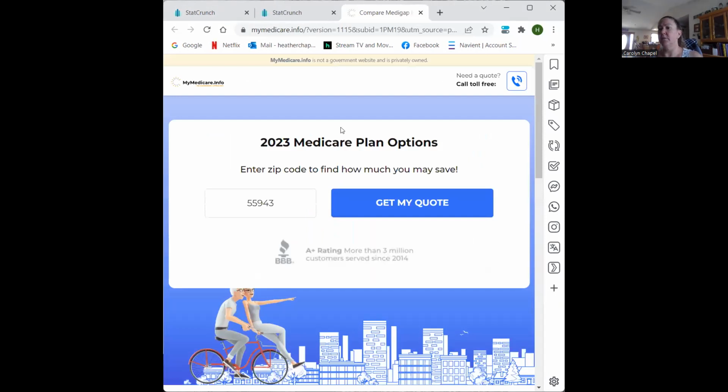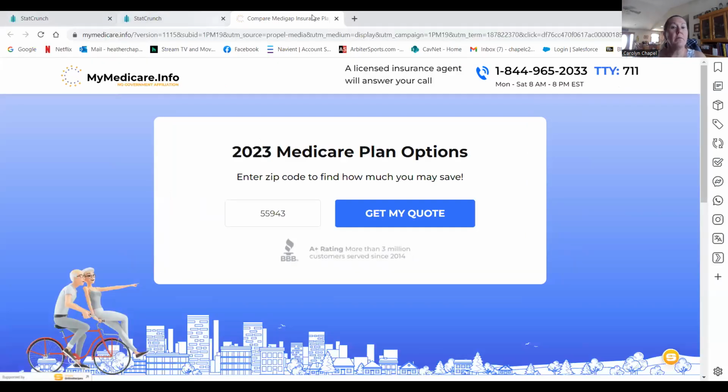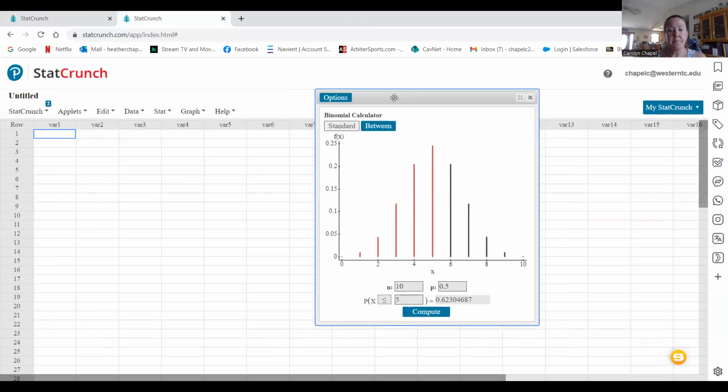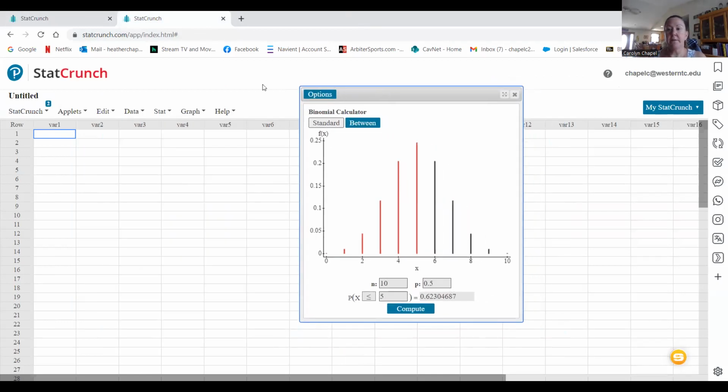And it's given me some other stuff here. Wonderful. So I need to get rid of that. How do I get rid of that? Oh, we got pop-up screens here. Go back here, Carolyn. There we go. Okay, so there we have StatCrunch.